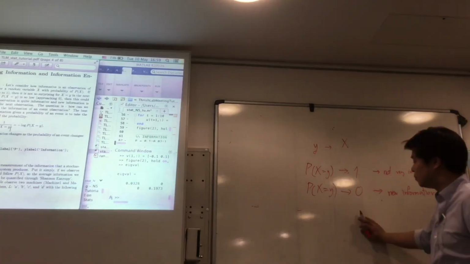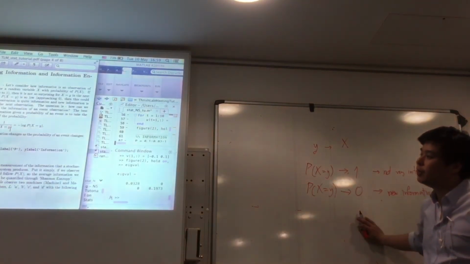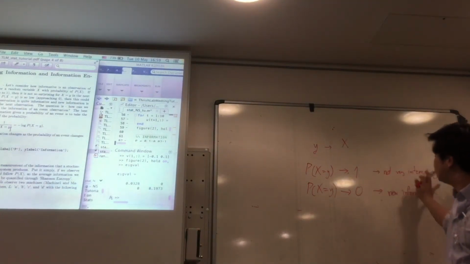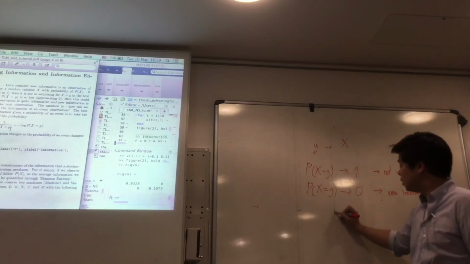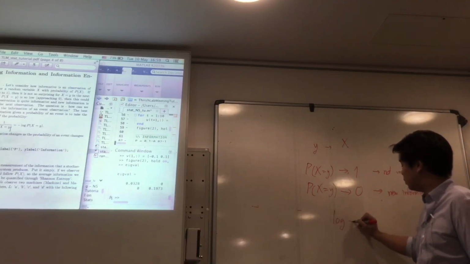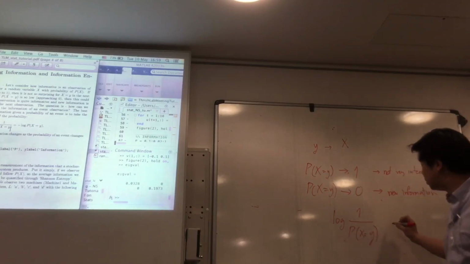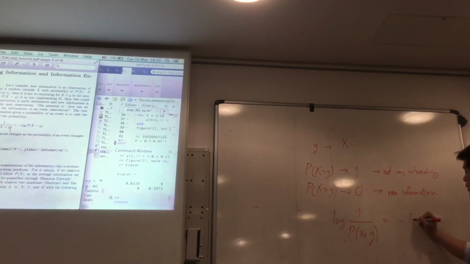So the best way to represent this relationship is to use the logarithm of 1 over the probability of something, in this case x equal to y, which is essentially negative log p.